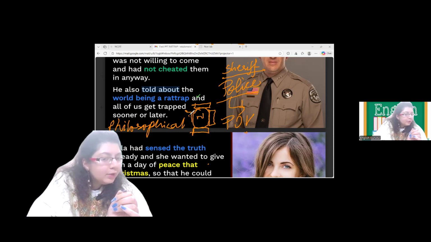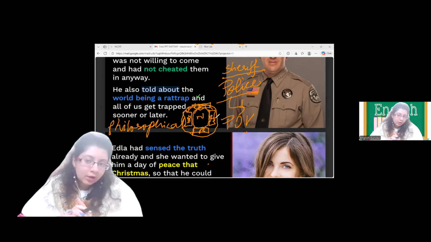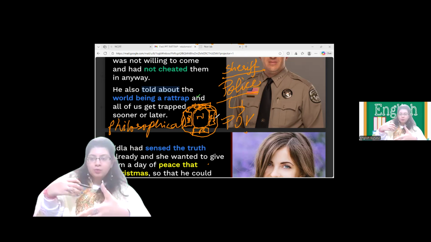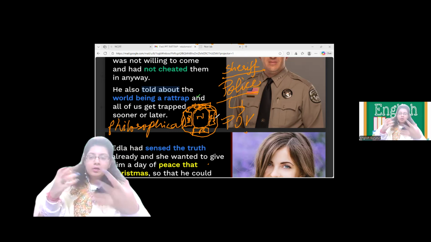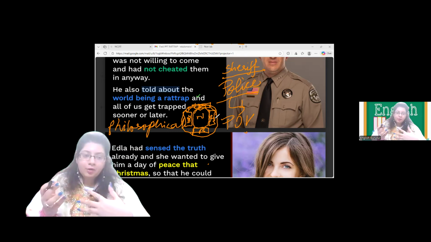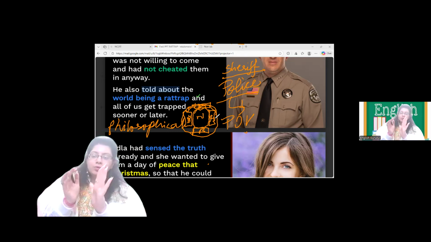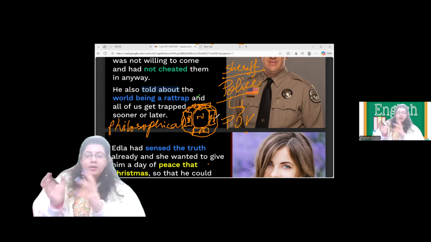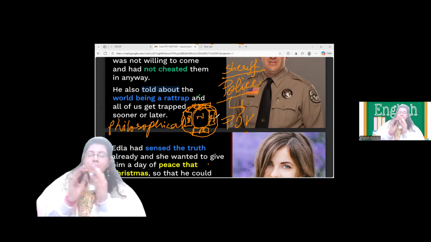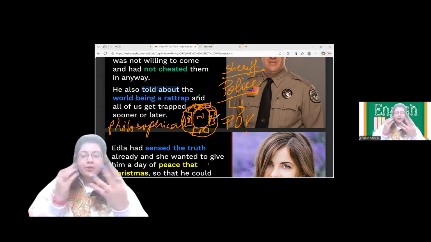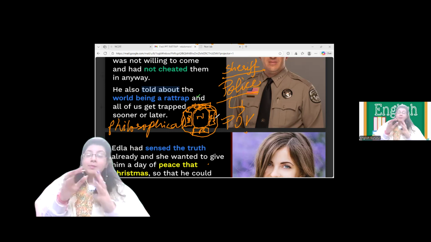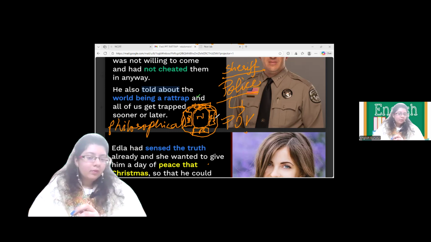Suppose these are the baits that are set, and all of us get trapped in this rat trap. Some people fall early, some people fall later on, but all of us will fall sooner or later into this rat trap that has been created for us, right?